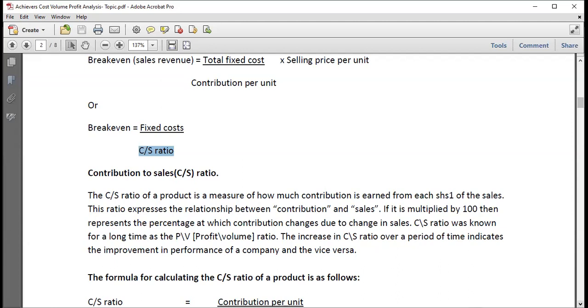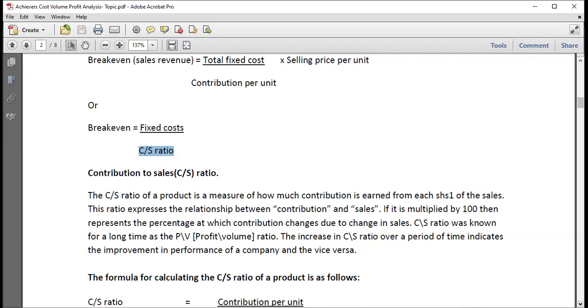It is basically like our net before we can even remove the fixed costs. So we're just trying to look at how much contribution is earned. Now, the reason why we are bringing in the aspect of each 1 shilling of sales is because we are dividing. We are saying that it's contribution divided by sales. So at the end of the day, we are trying to look at, per each single unit of shilling, what are we making in terms of contribution? So it's very important for us to understand this.